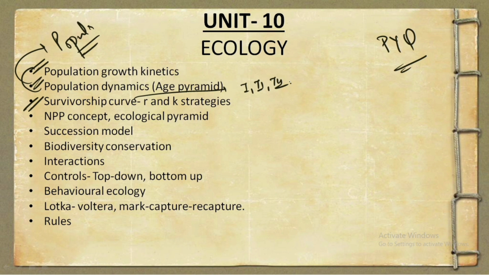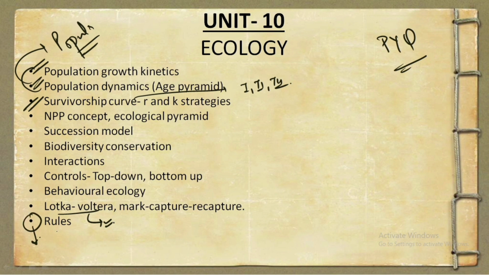Then we have the NPP concept, that is the net primary productivity concept, and also the ecological pyramids, again very important. Then we have the succession model, biodiversity conservation, interactions very important, controls both the top down and the bottom up. Then the topic of behavioral ecology, Lotka Volterra, very important. Lotka Volterra is a very important topic, you just cannot skip this. The next one is the mark capture recapture technique and the last one is about the various rules.